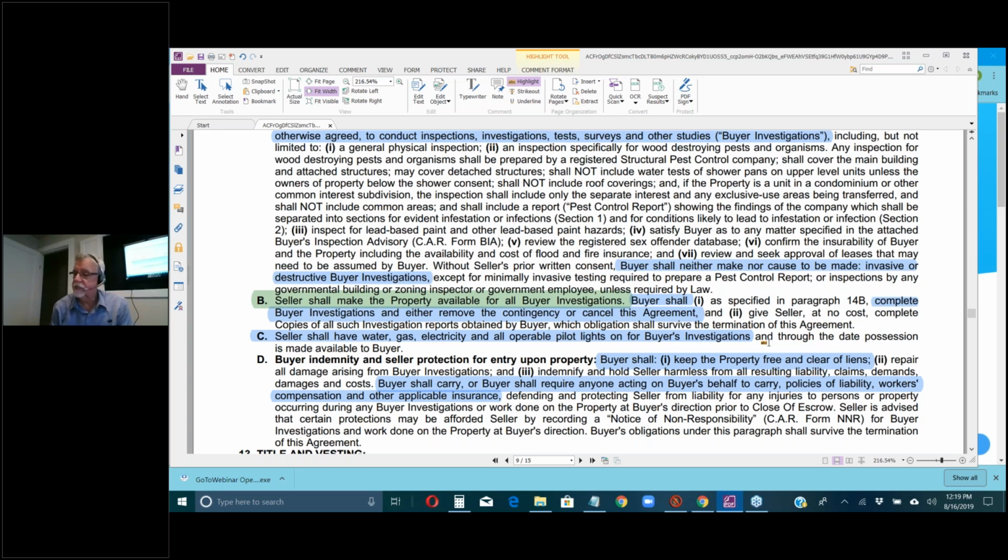It doesn't say whenever the seller wants to, or if the seller wants to. It says all investigations, right? And it says that you shall, if you're the buyer, remove the contingency or cancel the agreement within the time period specified, which are coming up. Give seller at no cost complete copies of such investigation reports obtained by buyer, which obligation shall survive termination of this agreement. Which means even if they've canceled, they're still supposed to give them a copy of all the inspections and reports.